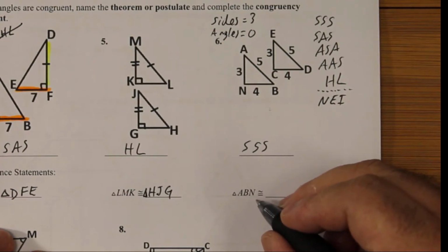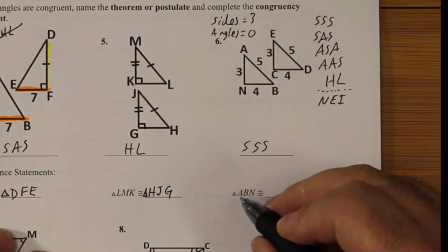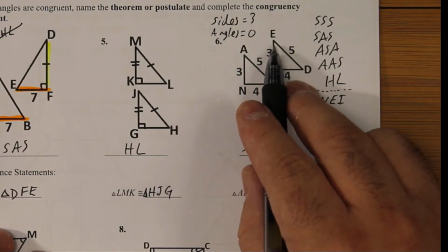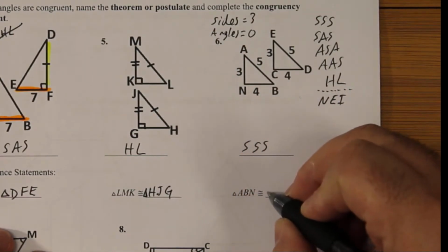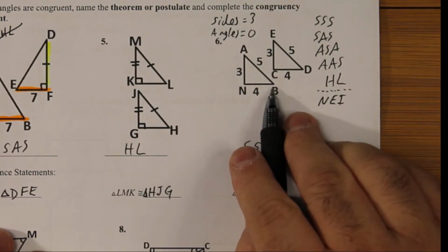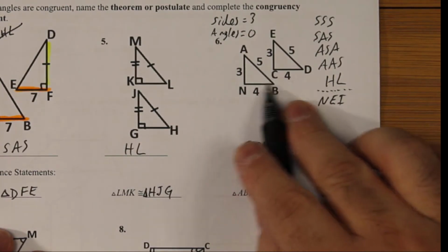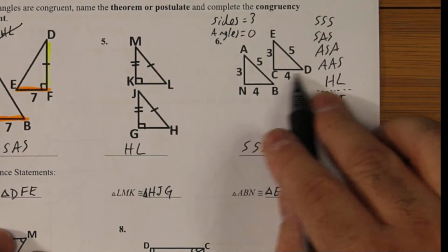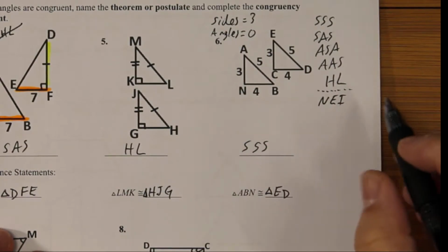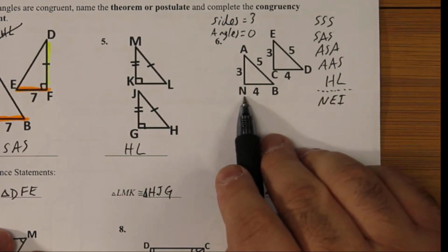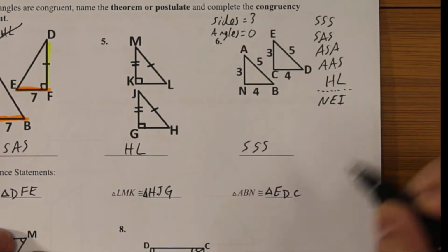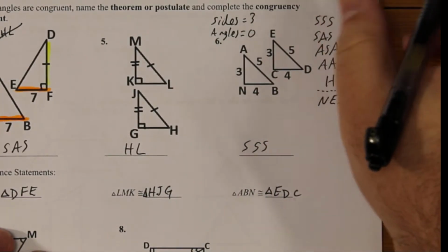Now the congruent statement, one letter at a time. If you look at A, it's between the 3 and the 5, so it matches to E, because that's between 3 and 5. And then B is between the 4 and the 5. That matches with D, between the 4 and the 5. And then the last letter, N, between the 3 and the 4, goes with C, between the 3 and the 4. And that's the order E, D, C.